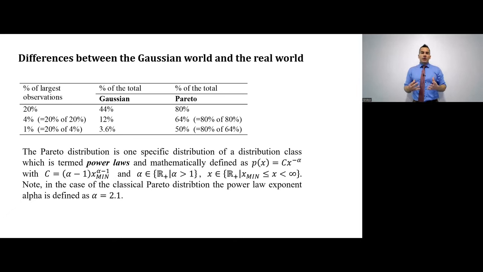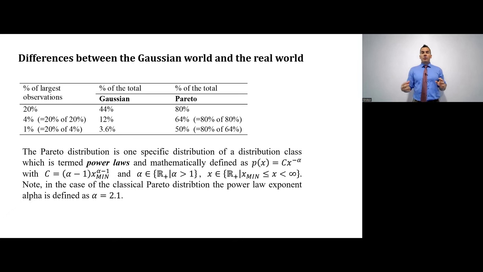And we can do this iteration one more time. So what about 20% of 20% of 20%, or 20% of 4%? Now we want to know how much the largest 1% of the distribution make out of the cumulative total. In the Gaussian world, we see here that 1% of the largest observations, or 20% of 20% of 20% of the largest observations, correspond only to 3.6% of the cumulative total, which is a tiny, tiny fraction.